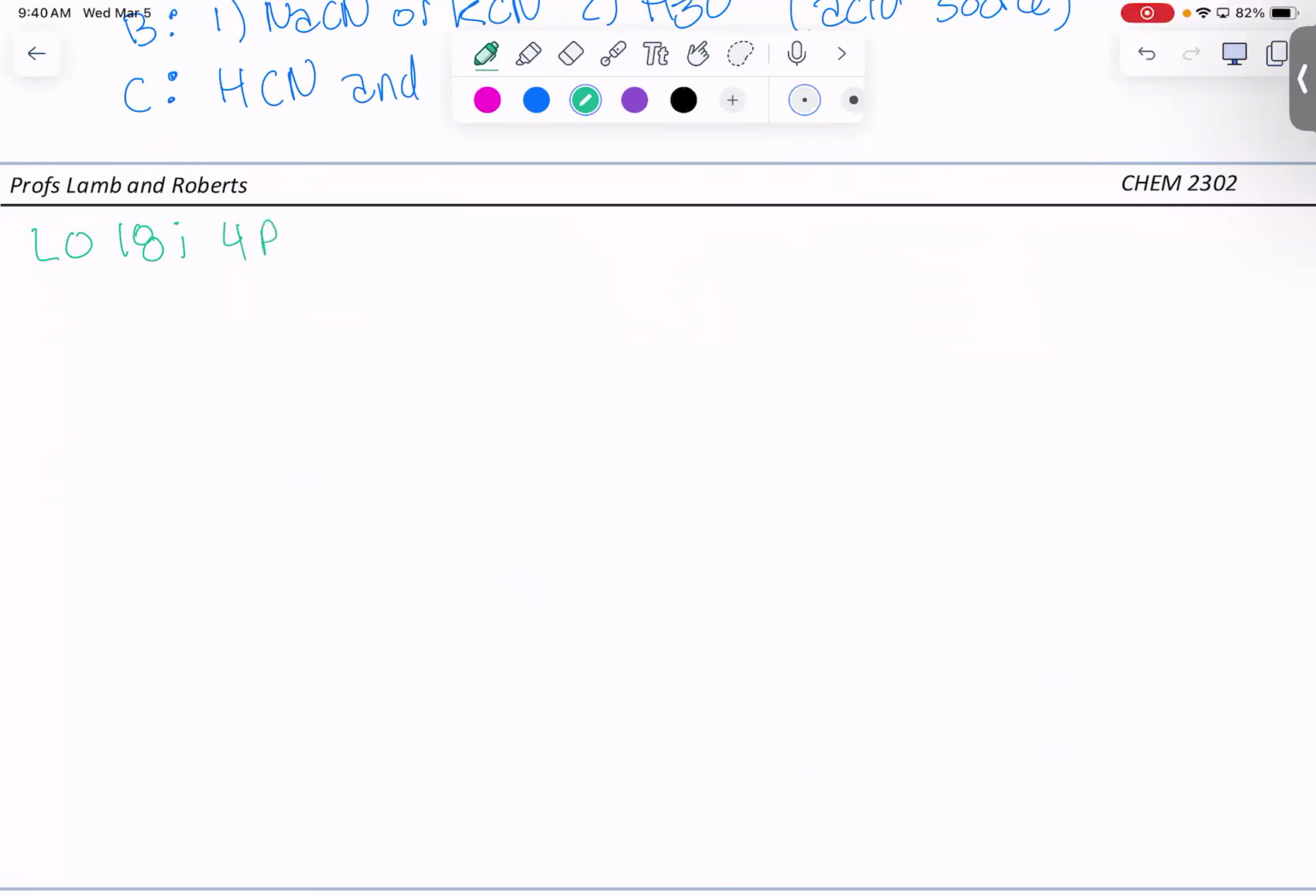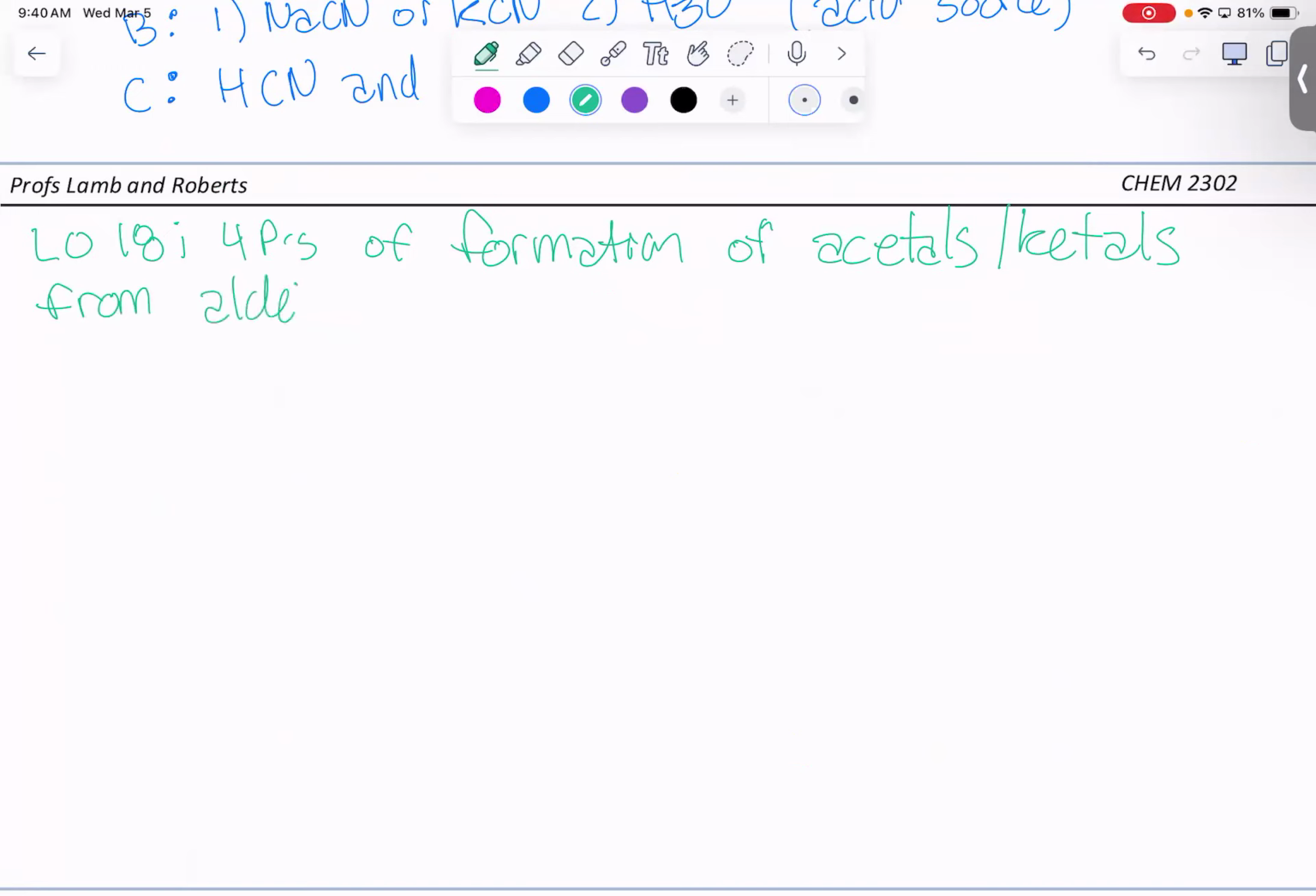This is the 4 Ps of formation of acetals and ketals. So acetals and ketals are some of the functional groups that you were studying from last time. This is from aldehydes and ketones. So, right, we learn the names. If you make a ketal from a ketone, you make an acetal from an aldehyde. And if you wanted to follow along in the book, this is chapter 18.8.